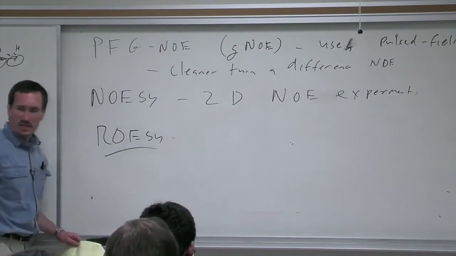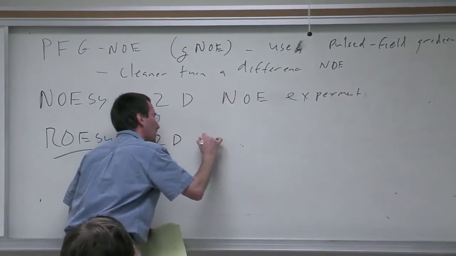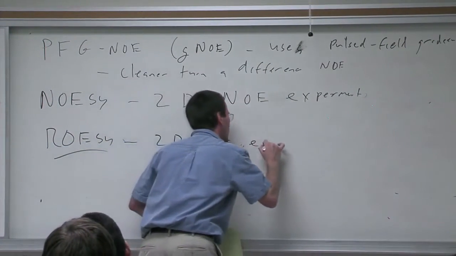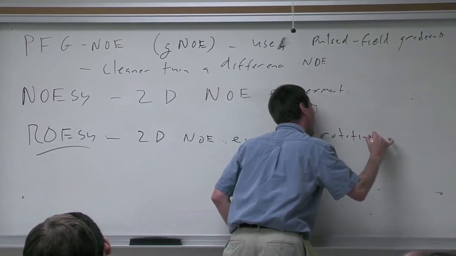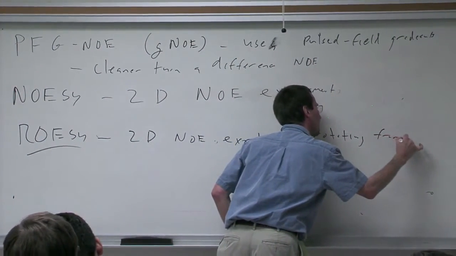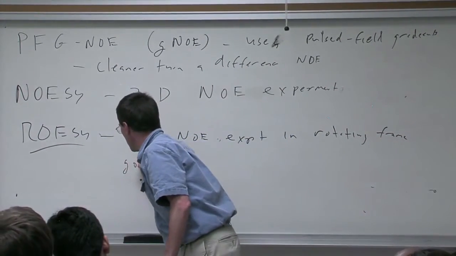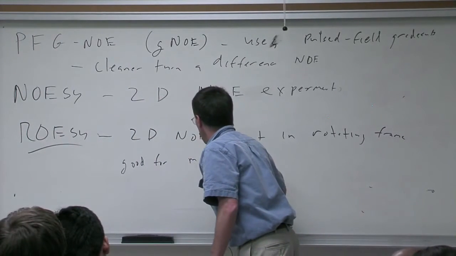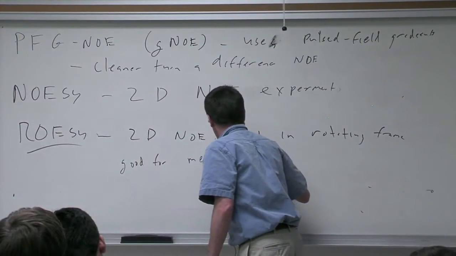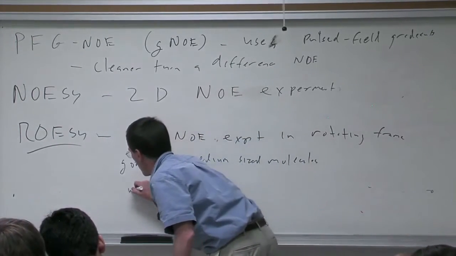A ROESY experiment, which is NOEs in a rotating frame, is particularly good for intermediate size molecules, which give near zero NOEs.